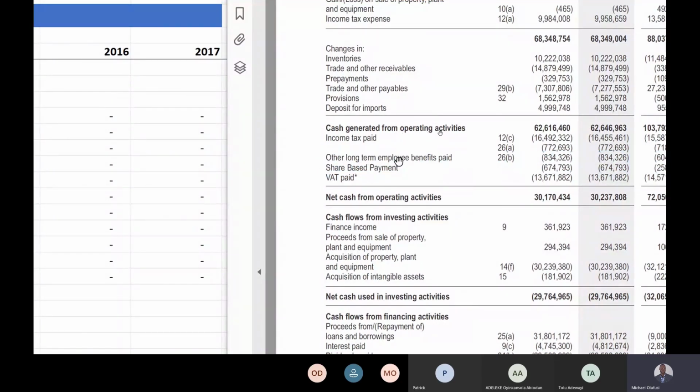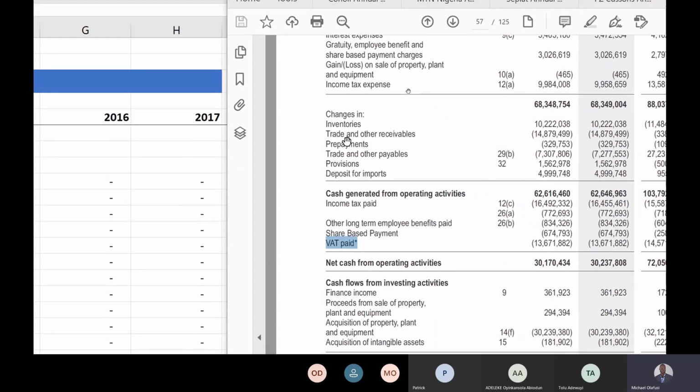So other long-term employee benefits paid, share-based payment, VAT paid. They decided to separate VAT, because some companies will only capture revenue net of VAT. In their own case, they captured revenue inclusive of VAT. So that's why they had to remove the VAT part.